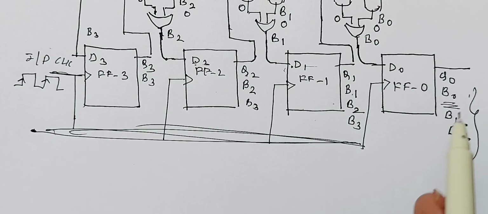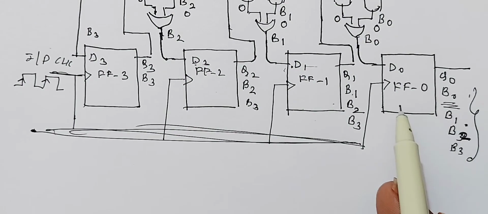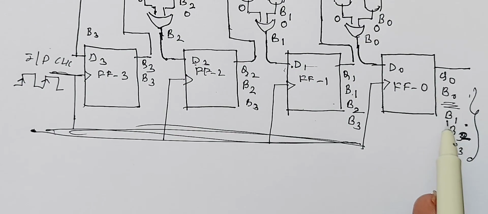When one clock pulse enters, you get B0. When the second clock pulse enters, you get B1. When the next clock pulse enters, you get B2. When the fourth clock pulse enters, you get the last digit B3. That means you are taking the output bit by bit. Therefore, this is serial out.